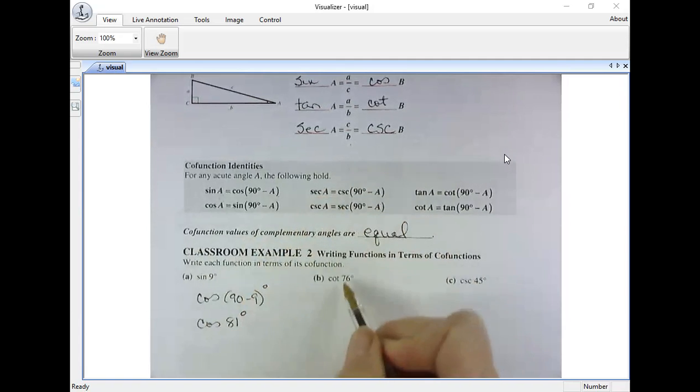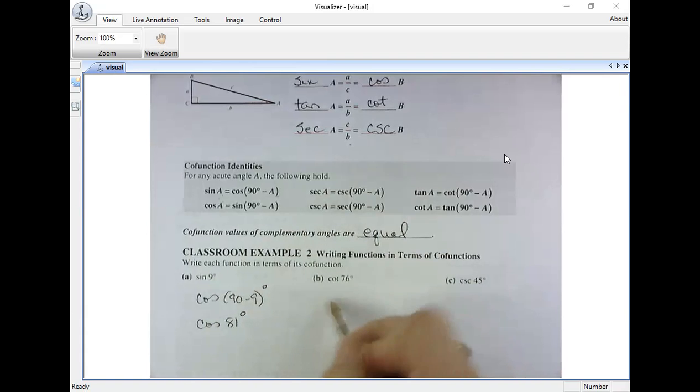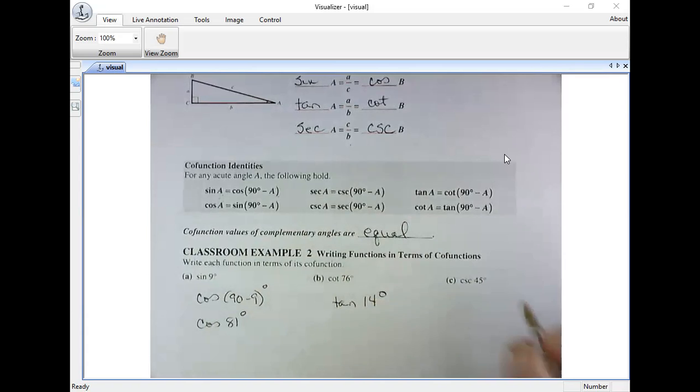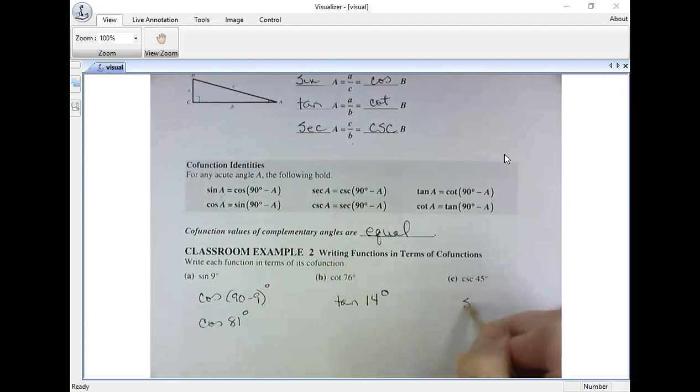Okay, cotangent of 76. What would be the co-function that's equivalent to that? Tangent of 14 degrees. Do y'all agree with that? Because these two added up would give me 90. And the cosecant of 45 is equivalent to the secant of 45 degrees. Very good.